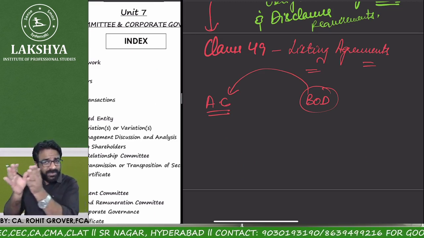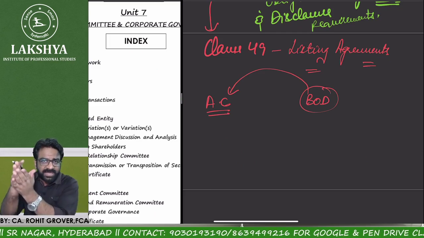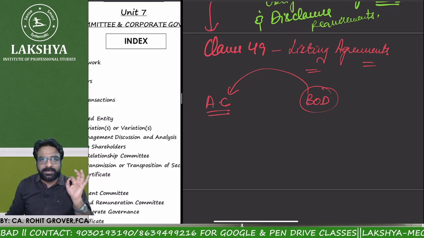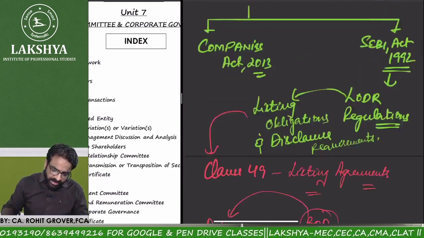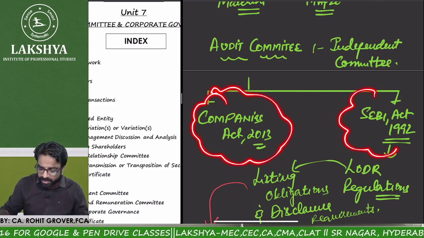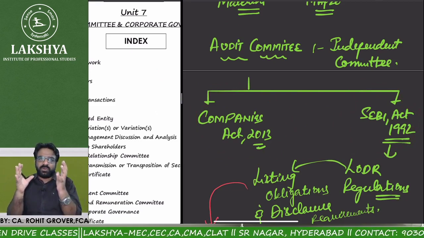So what the board of directors used to do earlier, all the powers of the board of directors have now been shifted into the hands of which committee? Audit committee. So audit committee is of two types. What are the two types of audit committee? One is the audit committee which we are going to do as per the Companies Act, and one is the audit committee which we are going to do as per the SEBI Act. So many regulations relating to audit committee.